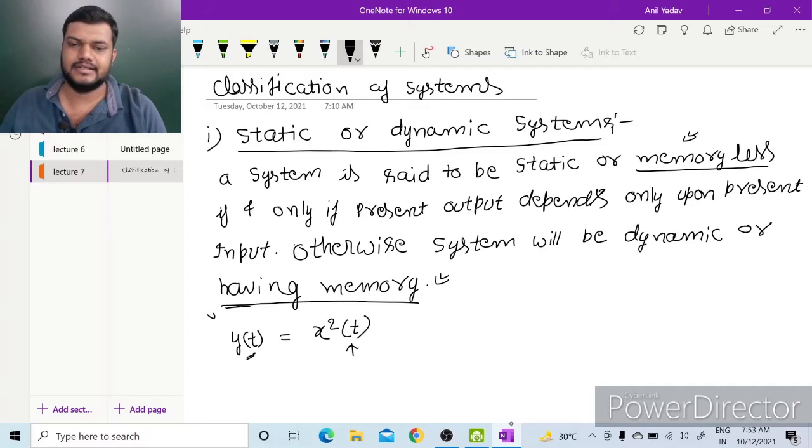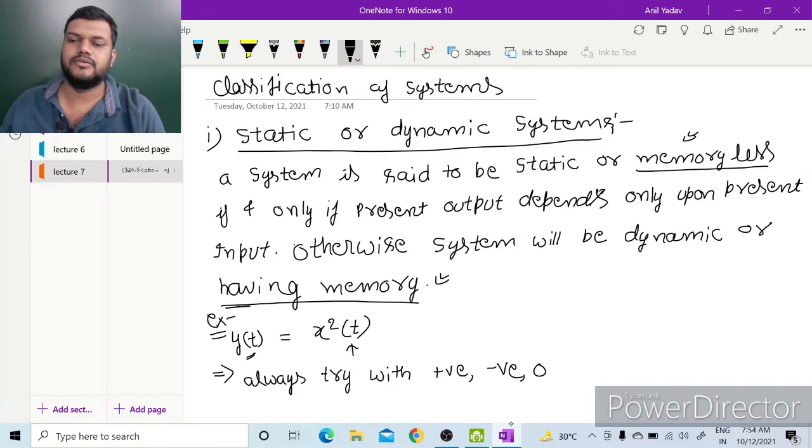So let us take an example where output y(t) is x square of t. Remember, always, to check whether any system is static or dynamic, try with three values of time: positive, negative and 0. Always try with these three times.